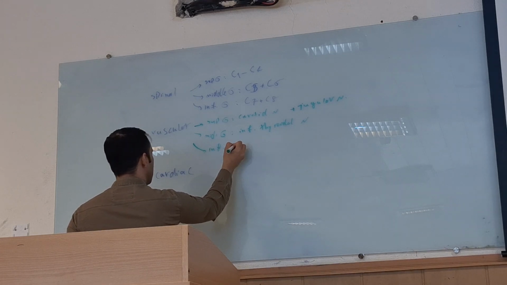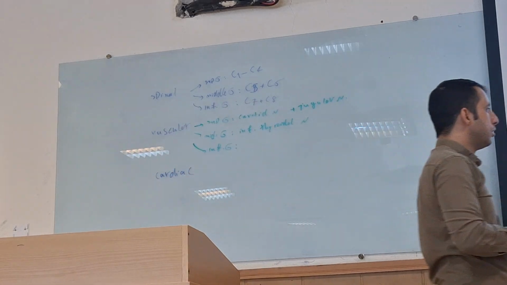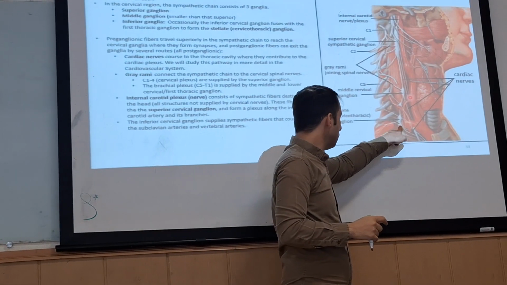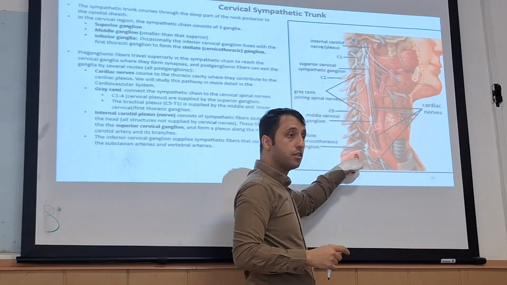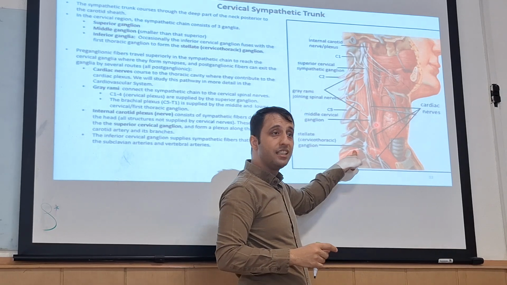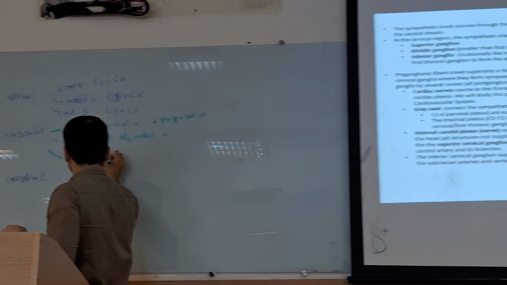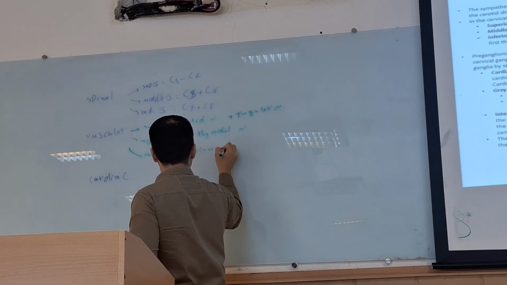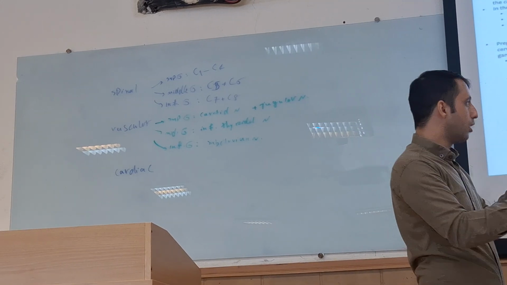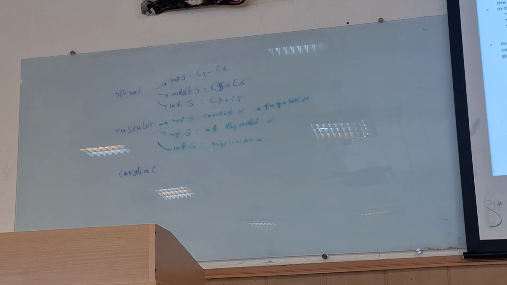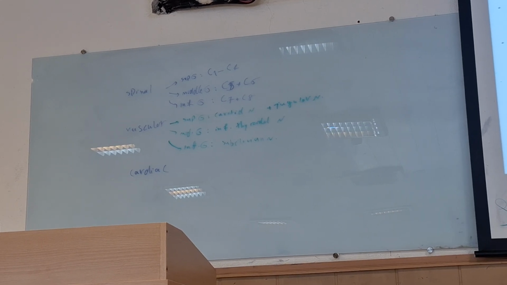From the inferior ganglion, look at here. The inferior ganglion is near the brachiocephalic, subclavian. It is near the subclavian. So at this level, I have the subclavian nerve. The nerve of the inferior ganglion which are located, look at here, around the subclavian artery.